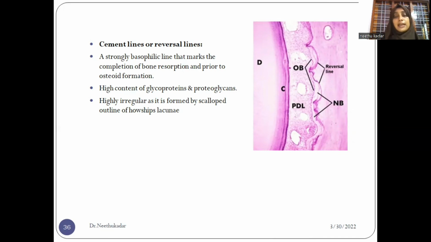Bone resorption is done by osteoclasts. The completion of bone resorption is marked by a line which is scalloped. The convexity of the scallop faces the older bone, whereas the concavity faces the new bone formation.